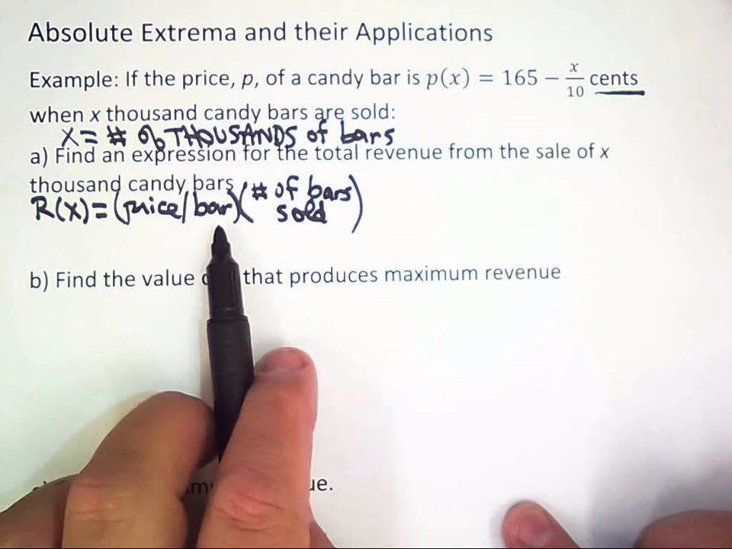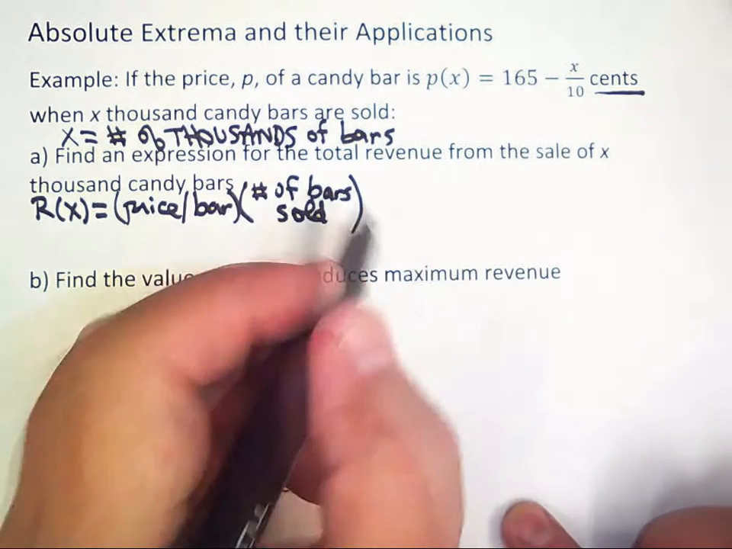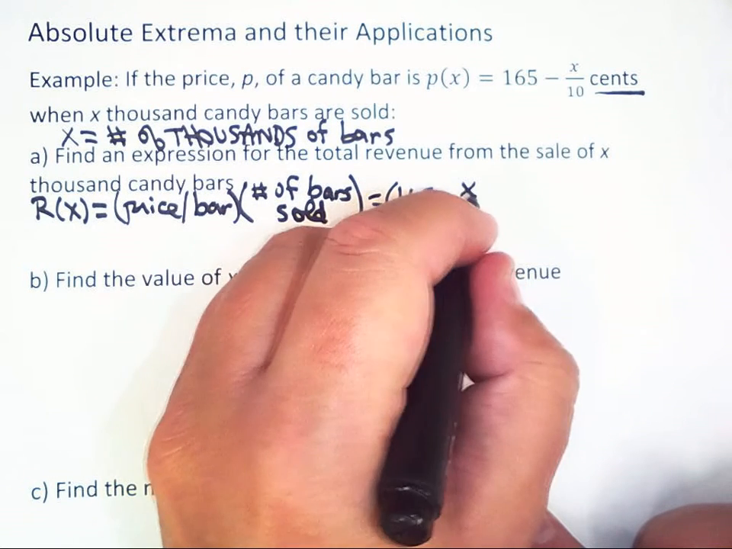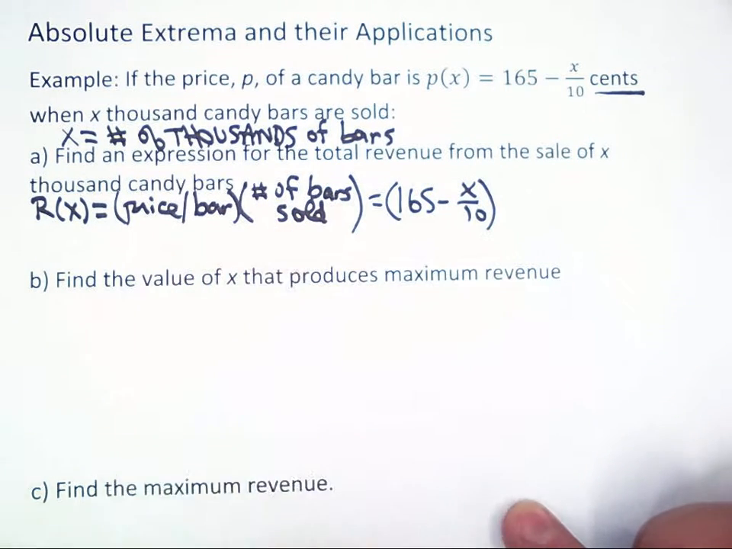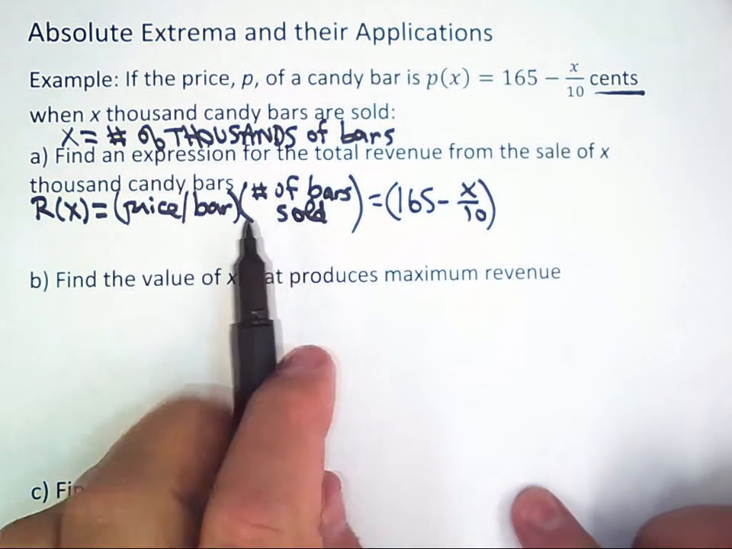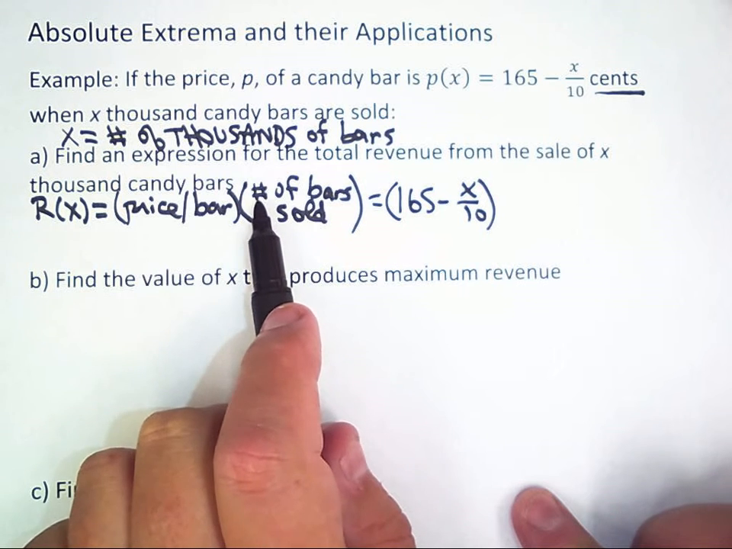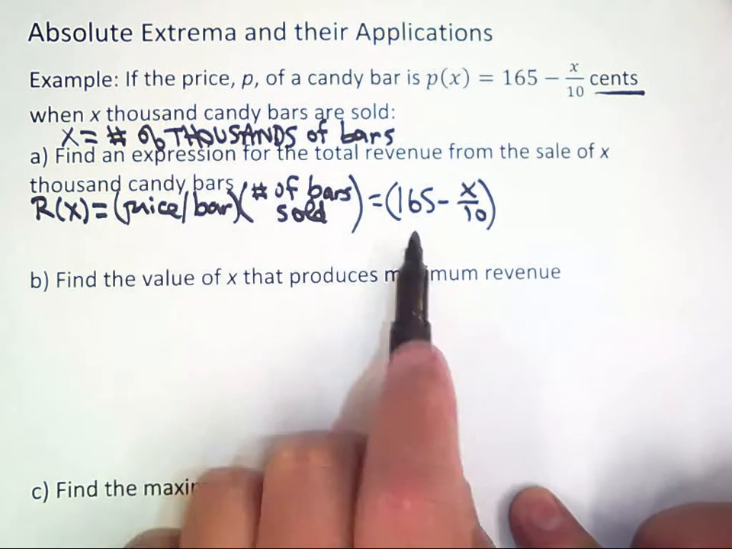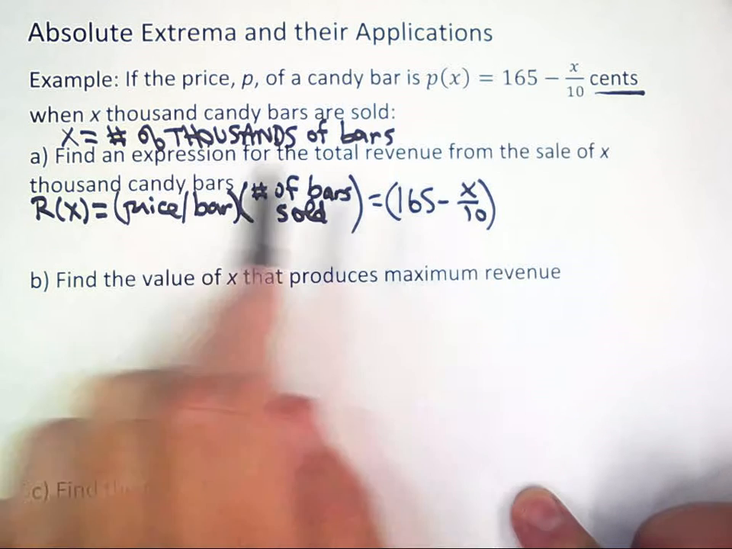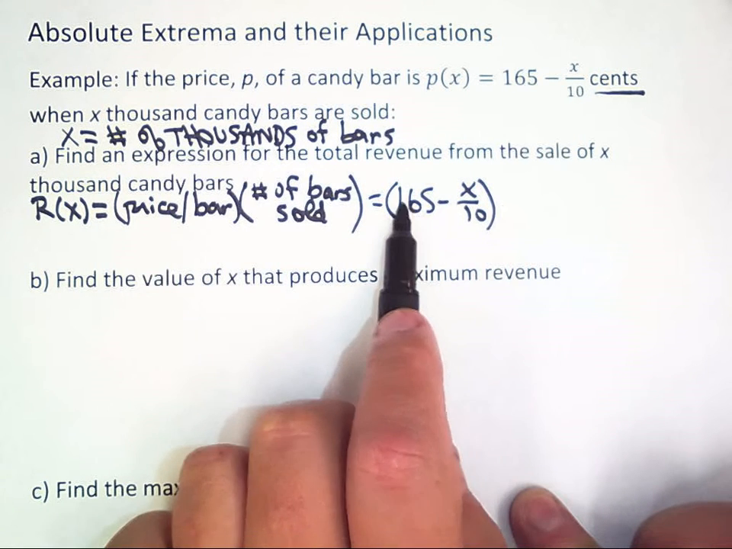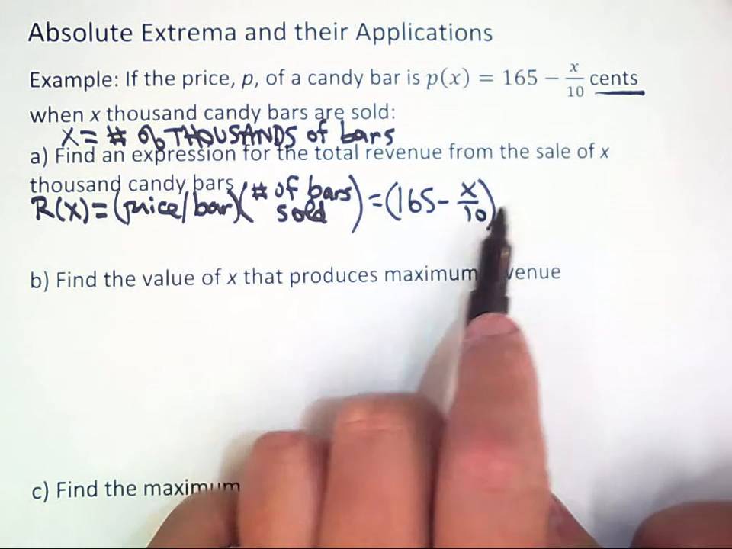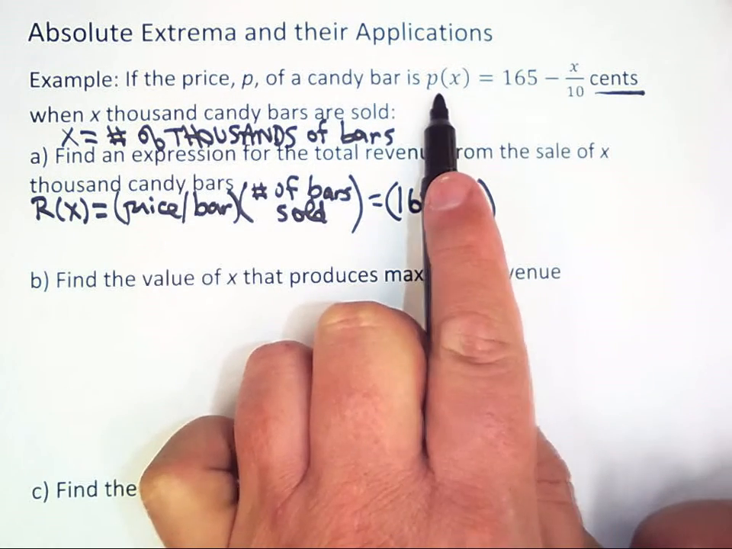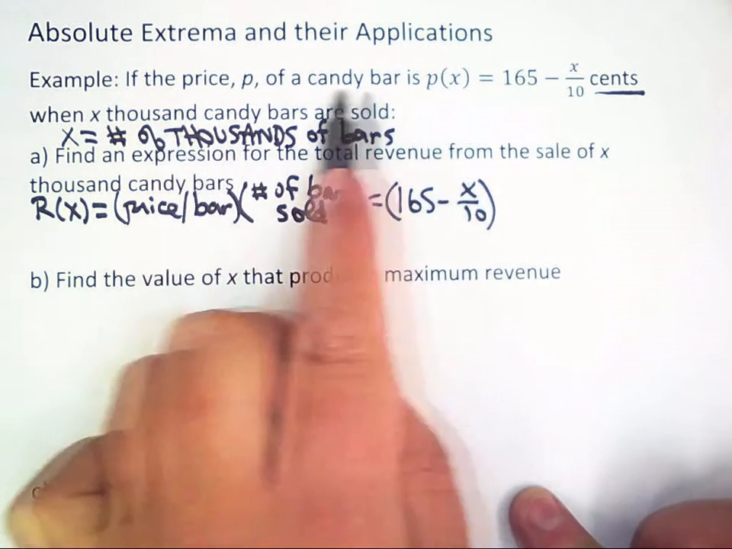Now that seems simple enough, but there's a couple of things here you've got to be careful about. The price per candy bar was given to you, so in that sense you're lucky. Here's the part I'm worried about you getting confused on. It says the number of bars sold, but X is in thousands of bars. This is the price per bar. If I just write X here, then I'm saying that's the price for every 1,000 bars, but that is not what it says. P is the price per candy bar.